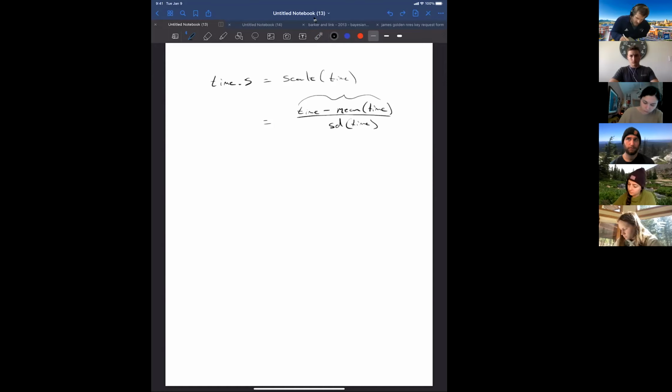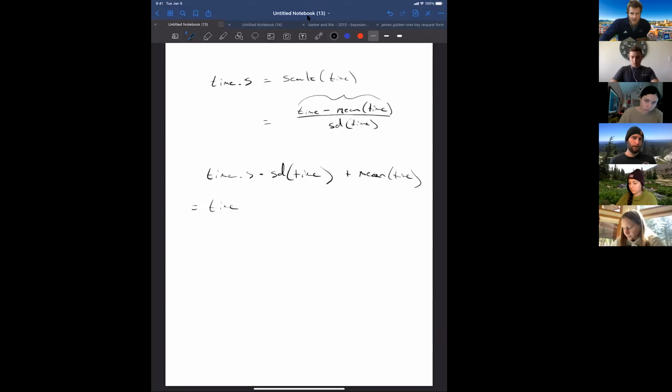So to get back to our original units, we can take our time.s and try to solve for time by itself. To do that, we multiply both sides by the standard deviation of time, and then add the mean of time to both sides. And that's going to equal our original time.